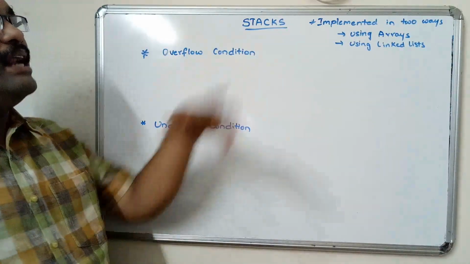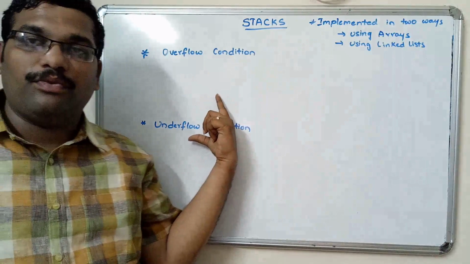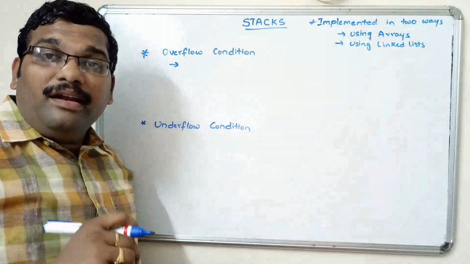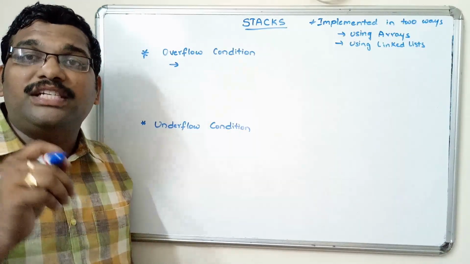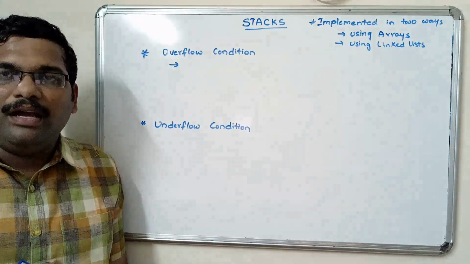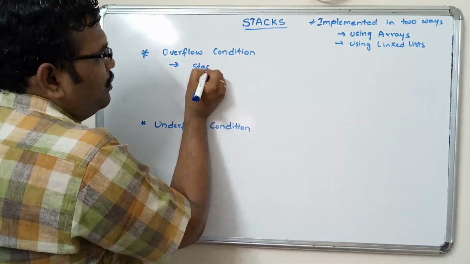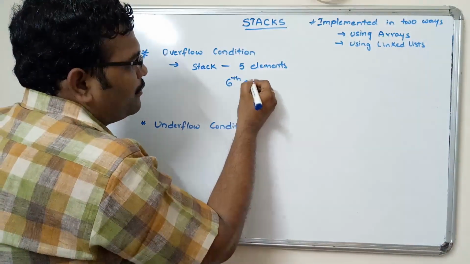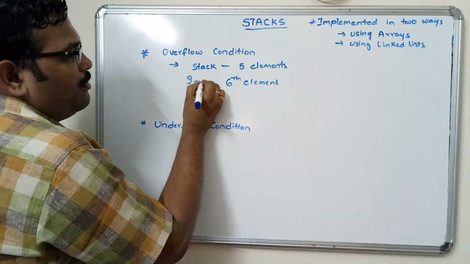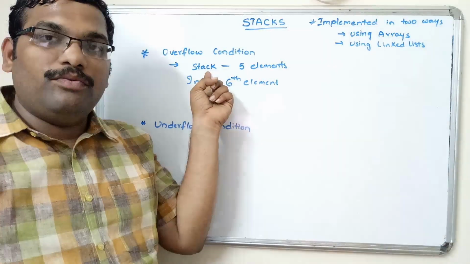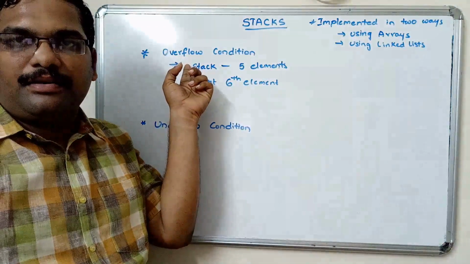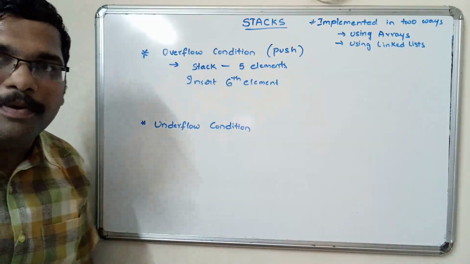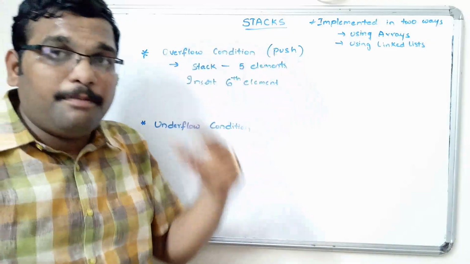So while implementing the stack either using arrays or a linked list, we need to check these two conditions, overflow and underflow. When will the overflow condition occur? When you are trying to insert an element into a stack which already has the maximum elements, then overflow will occur. For example, if the stack can hold 5 elements and you are trying to insert a sixth element, then the overflow condition will occur, right? That means we need to check this condition while performing the push operation.